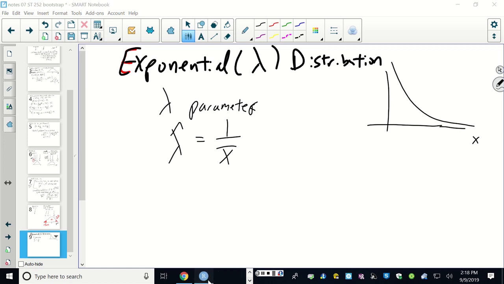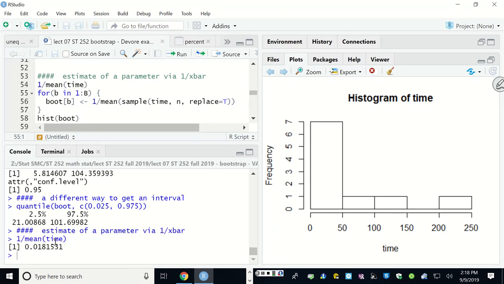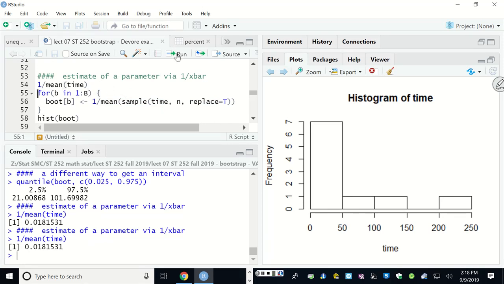So in this one, 1 over the mean time is a lambda estimate of 0.018. We want a 95% confidence interval for that. If we take a Bootstrap sample, we take the average of those values and just take 1 over it. We do that 1,000 times.